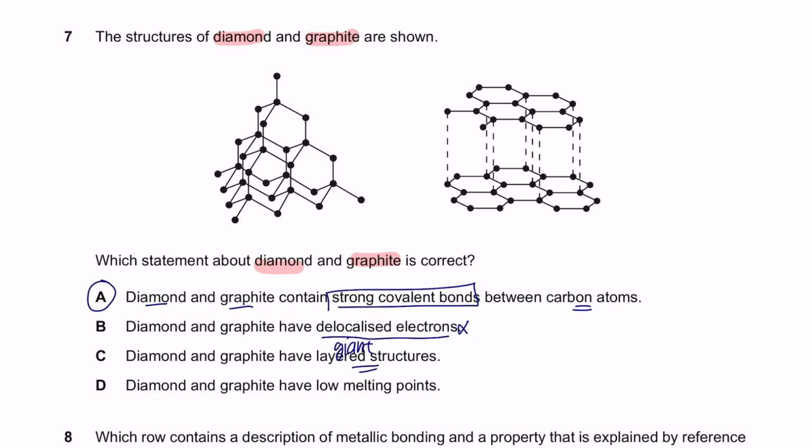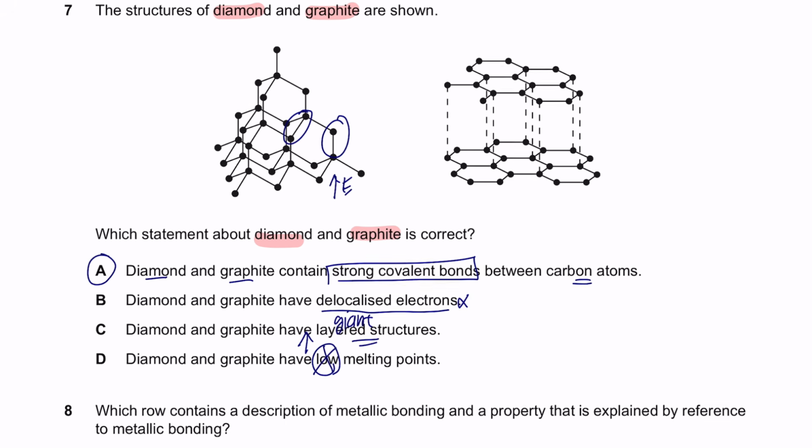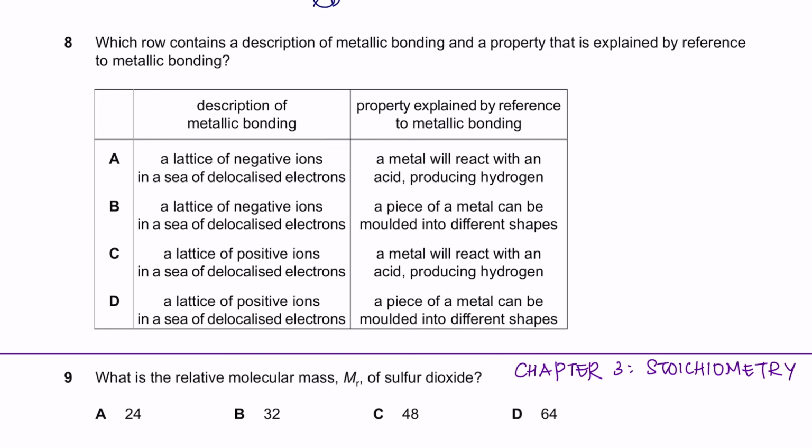And diamond and graphite actually have a high melting point due to their many covalent bonds that require a high amount of energy to break them. Next, question 8. Which row contains a description of metallic bonding and a property that is explained by reference to the metallic bonding? Metallic bonding has a lattice of positive ions and then delocalized electrons. So option A and B is wrong.